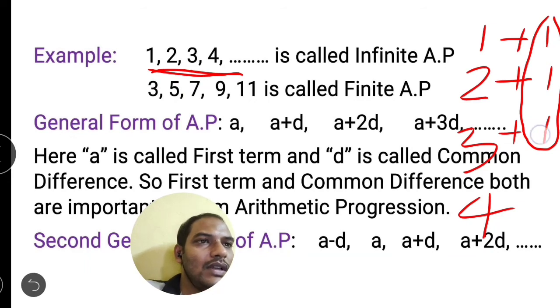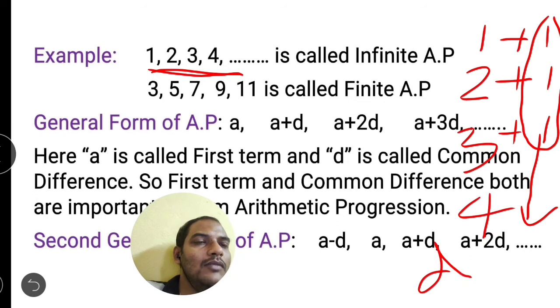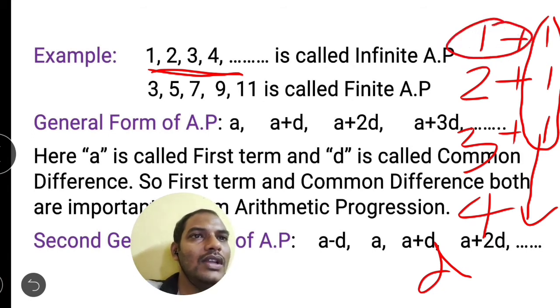And this fixed number is denoted with small d. d is nothing but the common difference. Small d, d is the common difference. And the first number is denoted with small a.